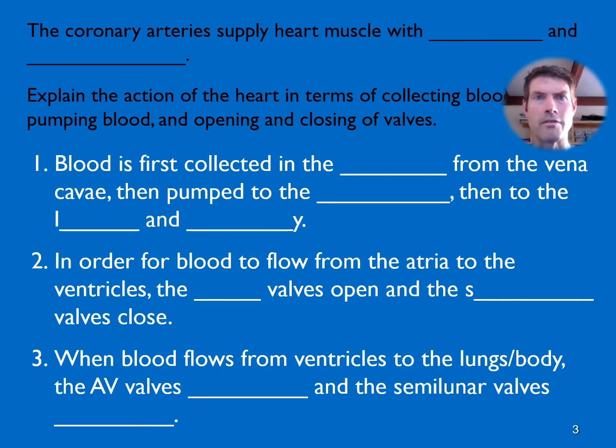A little quiz for everybody. So the coronary arteries, just like any other cell, they need oxygen, O2, and nutrients. More specifically, energy in the form of glucose, but fats can be used too. So blood is first collected in the aorta from the vena cava and then pumped to the ventricles.